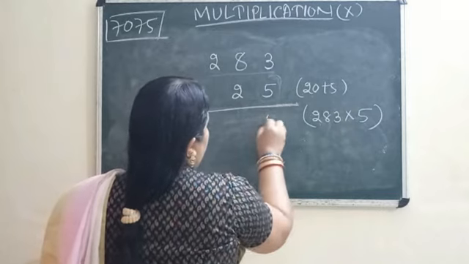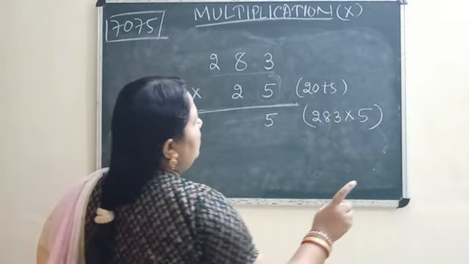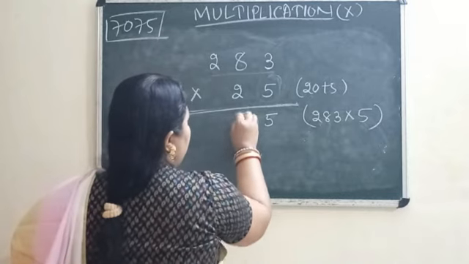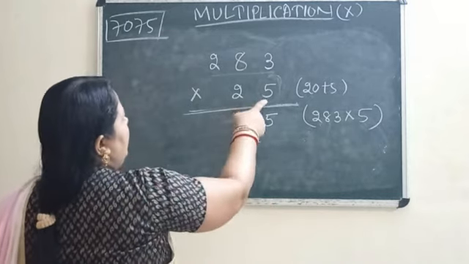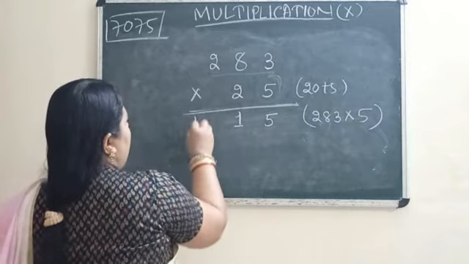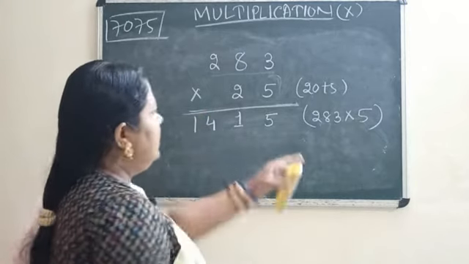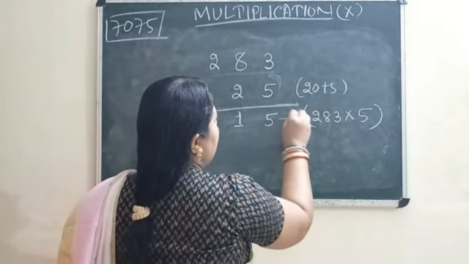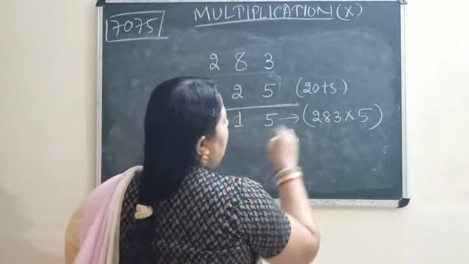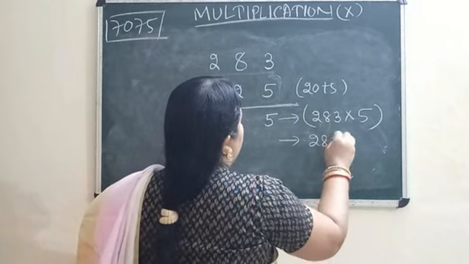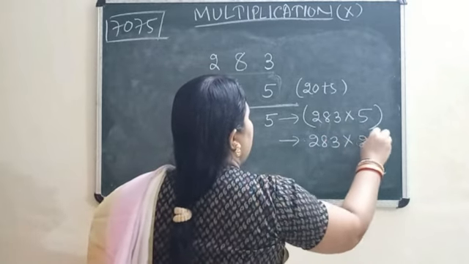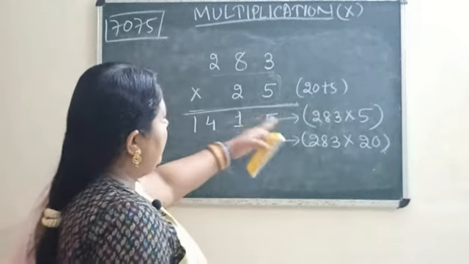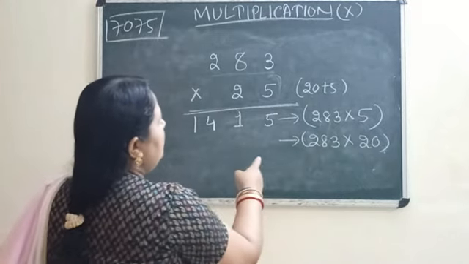5 3s are 15. Again 1 carry. 5 8s are 40 plus carry 1, 41. 4 carry. 5 2s are 10 plus 4, 14. We got this answer. Okay. Then second step, this is your first step. Second step what you will do, 283 multiply by 20. Clear? You will multiply by 20. So how to multiply?